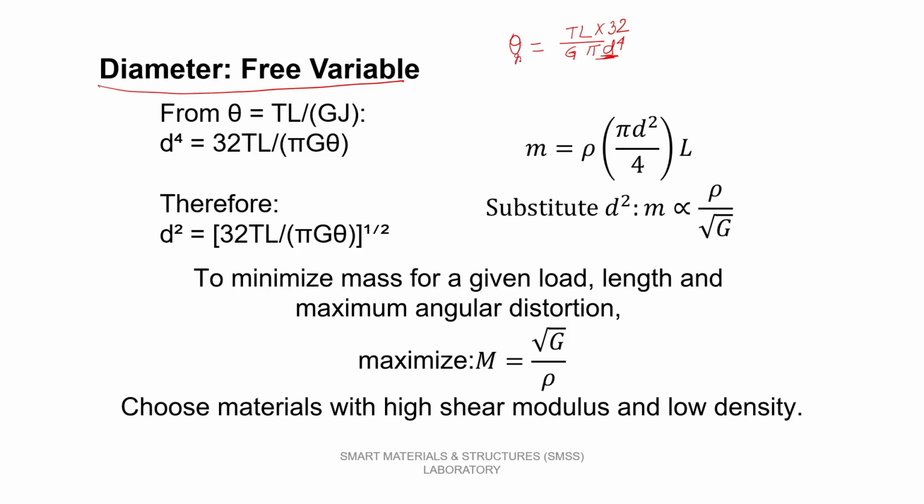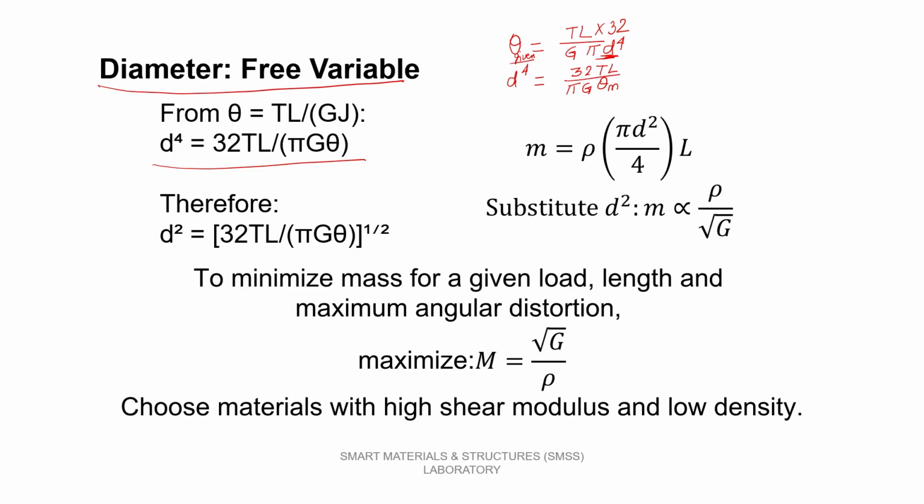and theta is given to us, because maximum twist is given to us, right. So, now I can interchange it and I can then write that d to the power 4 equals 32 TL by pi G, and then that theta max or whatever that is given to us. Okay. So, that is how we have obtained this particular expression. If I know d to the power 4, I of course know what d square is, which is the square root of it. So, now I know d square.